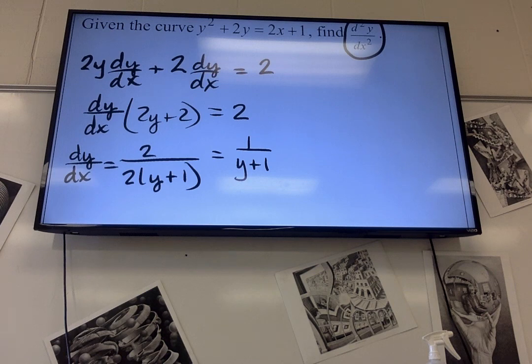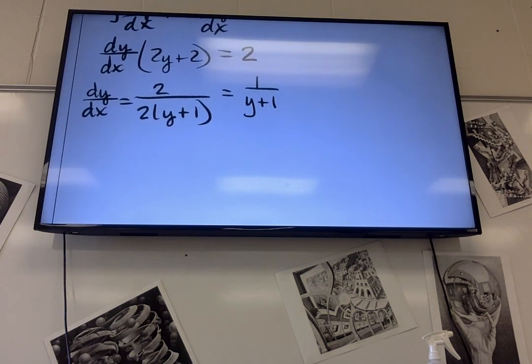Okay, now the second derivative. So I take the derivative of this derivative, which we write like that, or you might see y prime prime. That just means find the derivative again. So we're just taking the derivative of this.